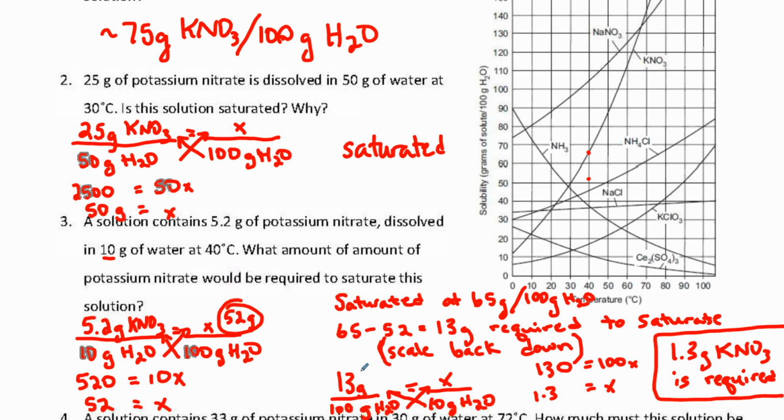This is not complicated if you stop and think about it, but it requires a lot of steps to get to the answer. So always scale up to 100 to read the chart, and then you do have to scale back down if you're dealing with an amount in the end, right? For something like this, where you're asked how many grams can be added, you will have to scale back down so that it makes sense given the amount that you started with.